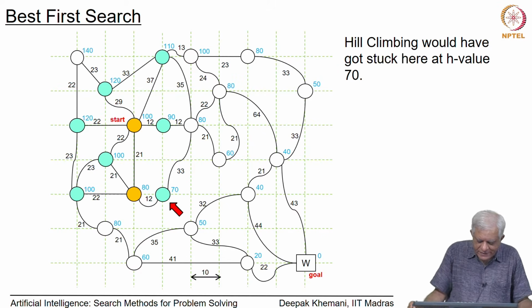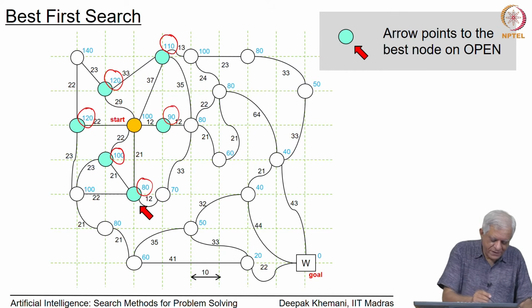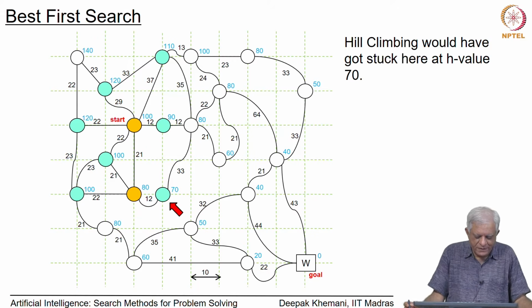So, once it expands this node that it has just picked, its two neighbors, the one here and the one here, will get added to the graph, and now they have gone into the open list. So, the open list is expanded, we have more open nodes, and the best looking open node is the one with the heuristic value 70.